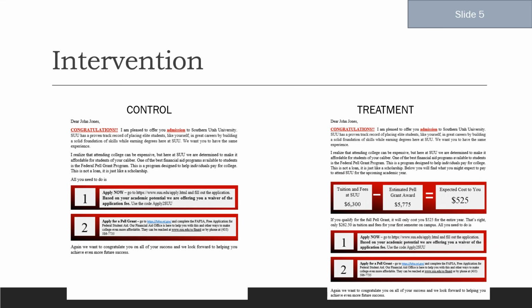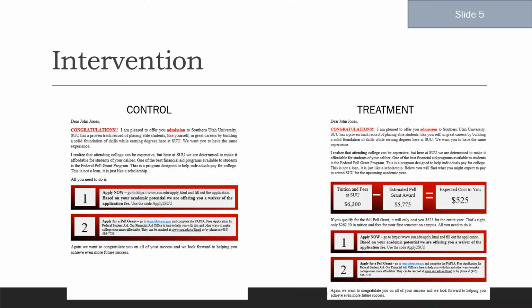In the treatment group, the informational nudge was very salient. We list the tuition of the university along with the estimated Pell Grant and then the expected cost to the student, again highlighting that the cost to attend if qualified for a Pell Grant would be mere hundreds of dollars and not thousands.